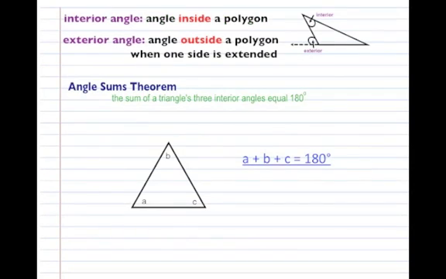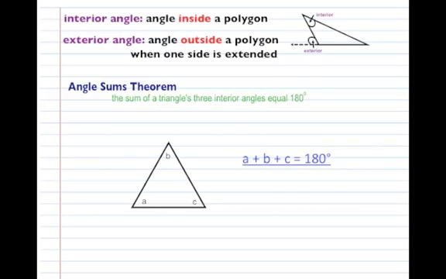We have 2 new vocabulary words based on angles to add to the ever-growing list. The first one is interior angle. This is an angle inside a polygon. So a triangle has 3 interior angles. An exterior angle is made when we extend any side of a polygon and create an angle outside of the polygon. So a triangle has many exterior angles depending on which side we'd want to extend.